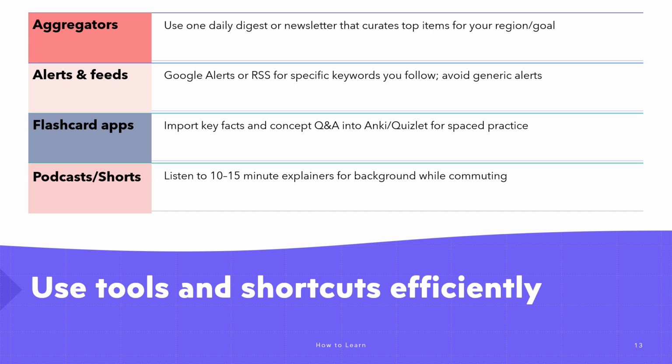Use tools and shortcuts efficiently. Aggregators: use one daily digest or newsletter that curates top items for your region and goal. Alerts and feeds: Google Alerts or RSS for specific keywords you follow, avoid generic alerts. Flashcard apps: import key facts and concept Q&A into Anki or Quizlet for spaced practice. Podcasts and shorts: listen to 10 to 15 minute explainers for background while commuting.